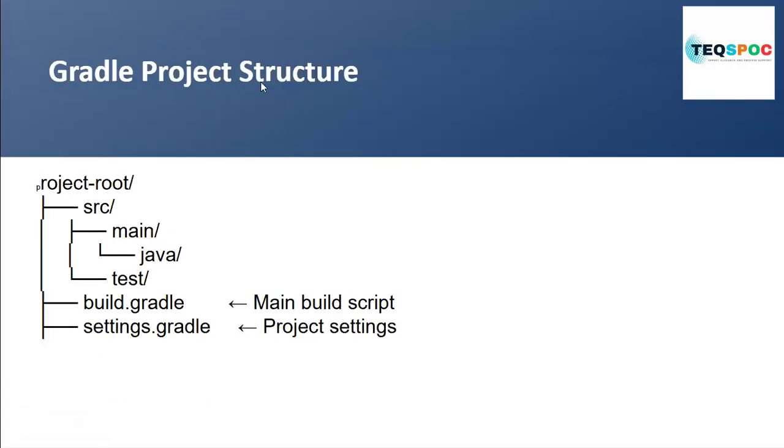The Gradle project structure is the same: src/main/java, where you will write all the components. Then you have test. Then you have build.gradle, for which you need knowledge of Groovy or Kotlin. Then settings.gradle, where the project settings are, like pom.xml in Maven. In build.gradle, the main build script is there, and the scripting can be done inside build.gradle.